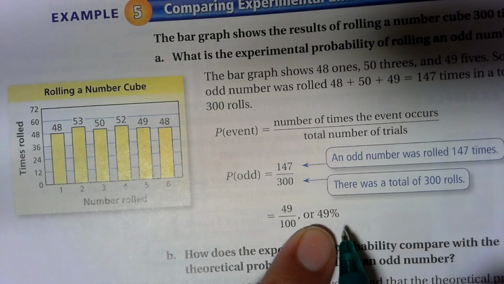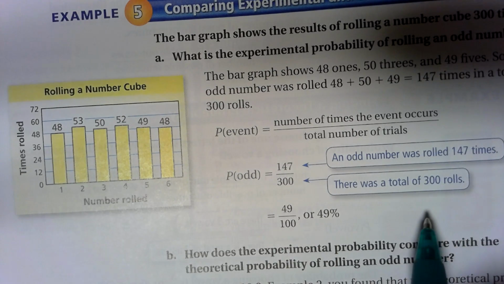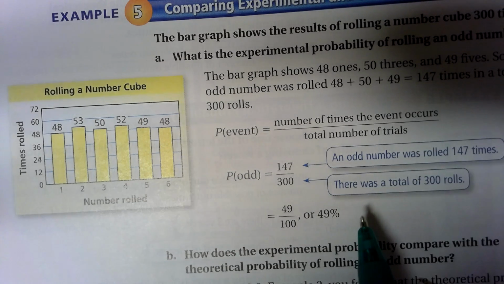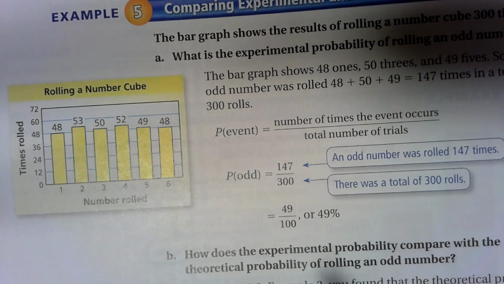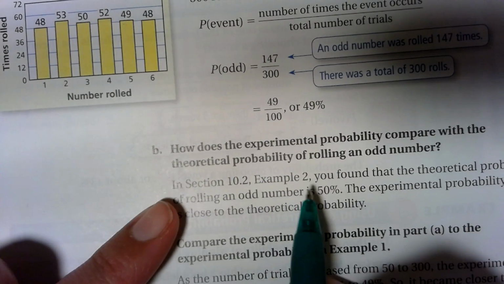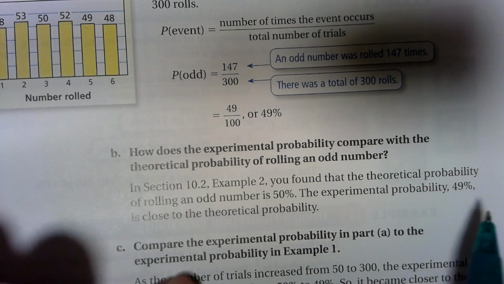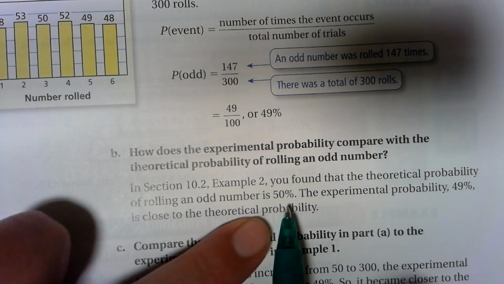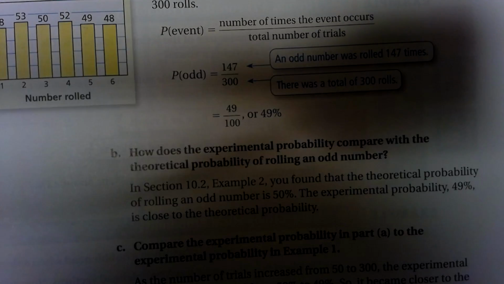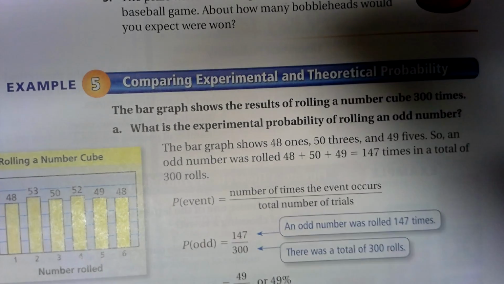So think about that. There are 3 odd numbers on a dice. There are 3 even numbers on a dice. That is half and half. So your probability of rolling either an odd or an even is really 50%. So the question is, does this experimental probability compare to the theoretical probability? And the answer would be yes, because the experimental probability was 49%, and theoretically 50% is your odds of rolling an odd number or an even number. So there again, comparing experimental probability with theoretical probability.